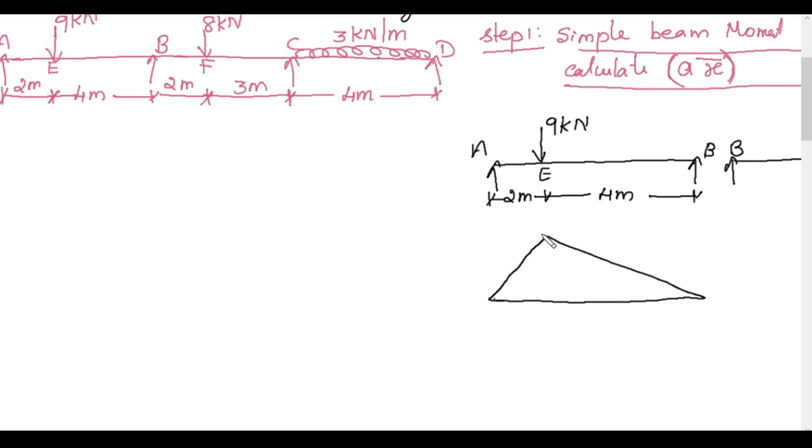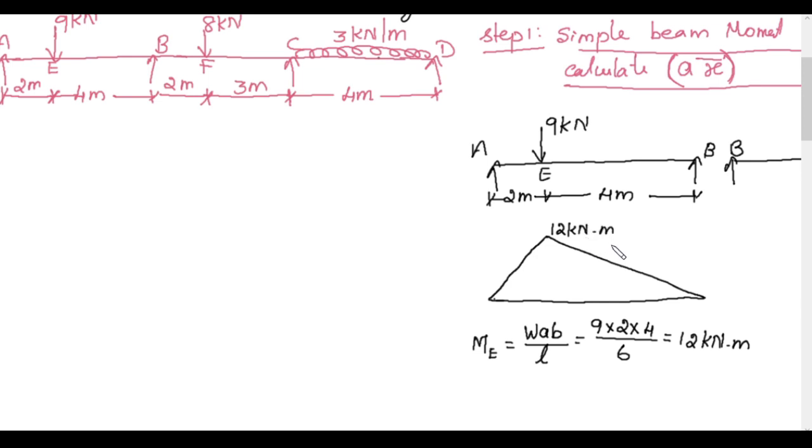Now, how will we find this moment ME? So the moment at E, ME, will be equal to W a b by L. We know here W is 9, a is 2, b is 4, divided by the total span length of 6. So we get this as 12 kilonewton meter. That means the moment at E is equal to 12 kilonewton meter.